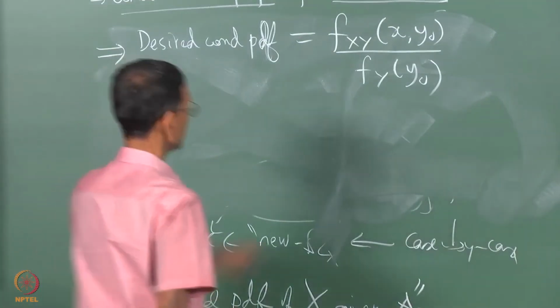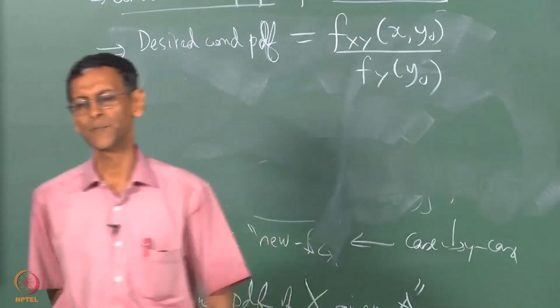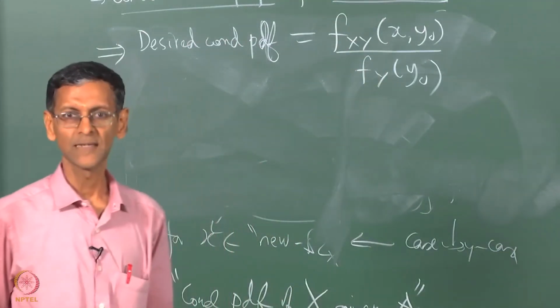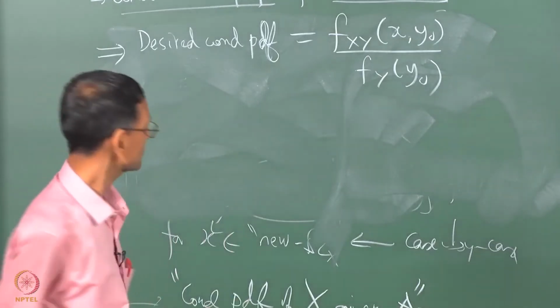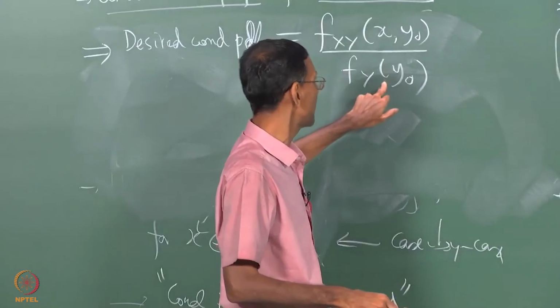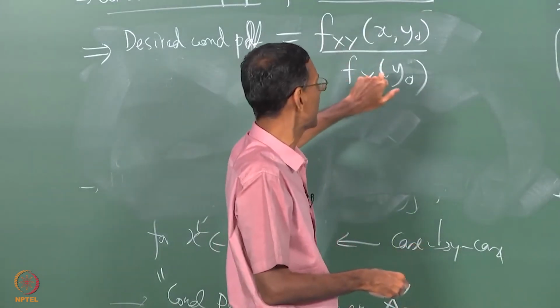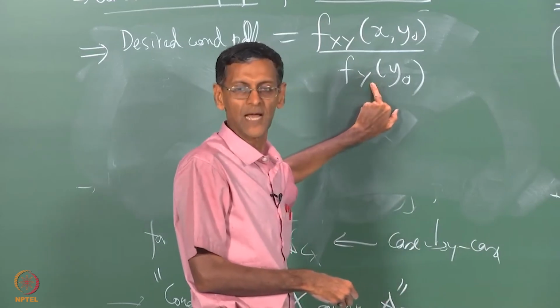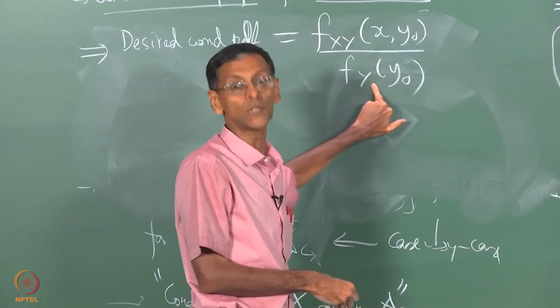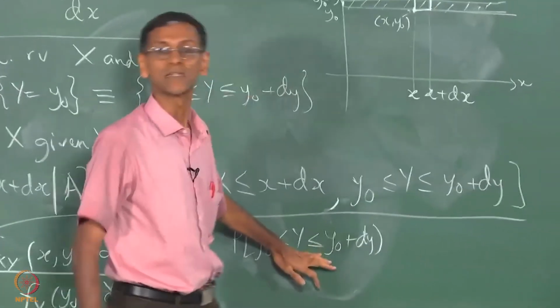So neither of these is a probability as we saw, but the ratio can be interpreted as yet another PDF. Remember, this is just a number. Once you freeze y naught, the denominator is a number. So you want to divide only when this PDF is bigger than 0. So we are going to do this division here, and this should make physical sense.